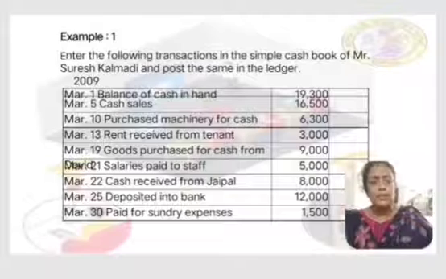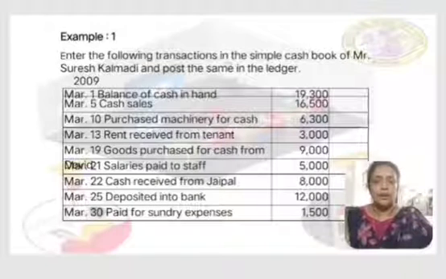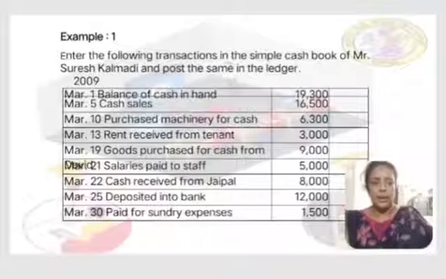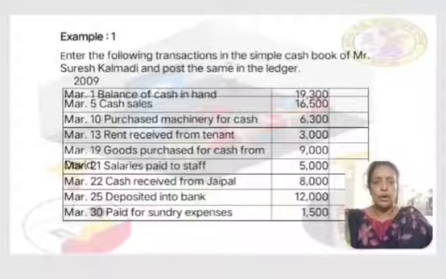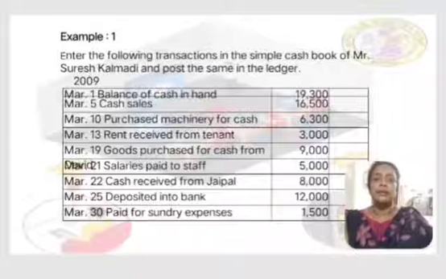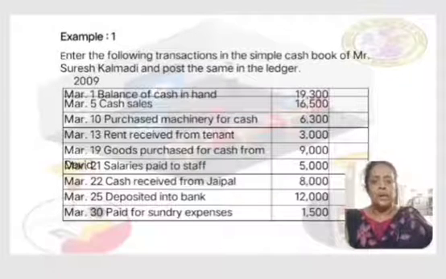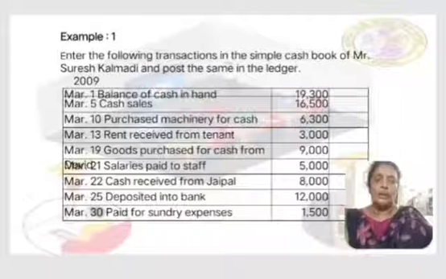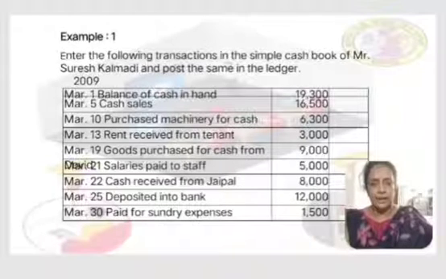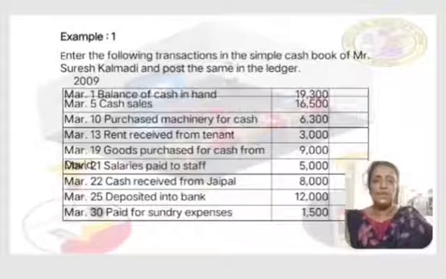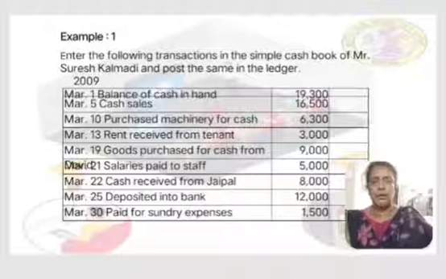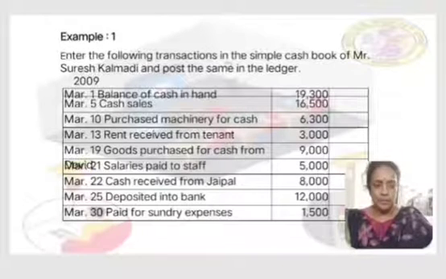Then cash received from Jaipal. Here also one is real account, another one is personal account. Cash received from Jaipal means cash is coming in. From whom is it coming? Who is the giver? Jaipal is the giver. Jaipal is which type of account? Personal account. Debit the receiver, credit the giver. Jaipal is the giver. Therefore, cash comes in. Entry is cash account debtor to Jaipal account. So we have to write to Jaipal account.